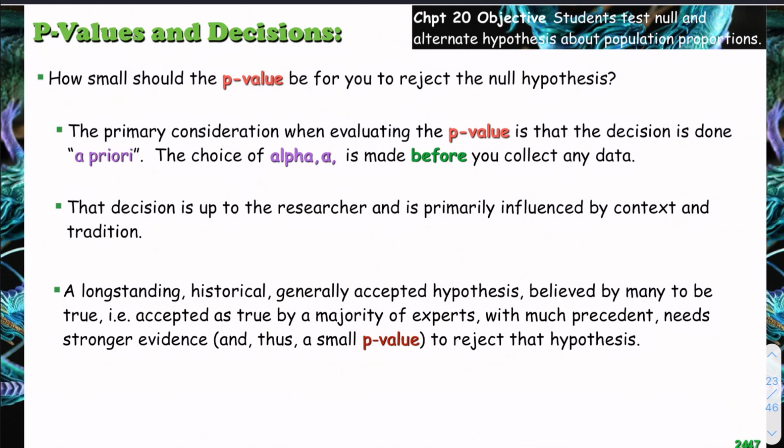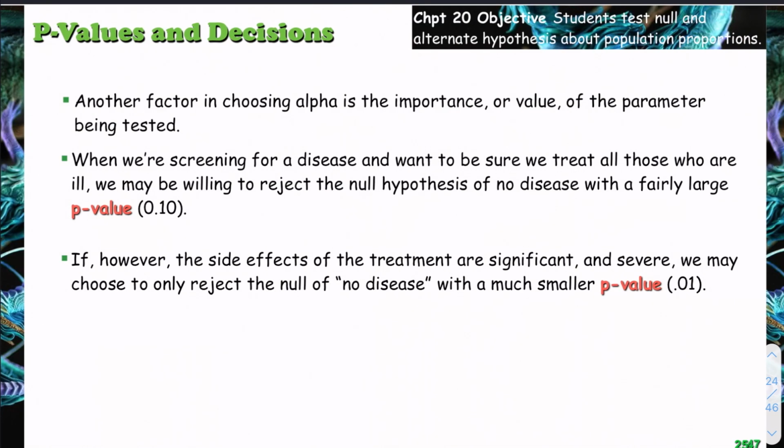A long-standing historical, generally accepted hypothesis believed by many to be true, i.e. accepted by the majority of experts with much precedent, needs stronger evidence and thus a small p-value to reject the null. Another factor in choosing alpha is the importance or the value of the parameter being tested. Think about this. If you're screening for a disease and want to be sure we treat all of those who are ill, we may be willing to reject the null hypothesis of no disease with a fairly large p-value. We're okay if we make a little bit of error because we want to make sure people are healthy.